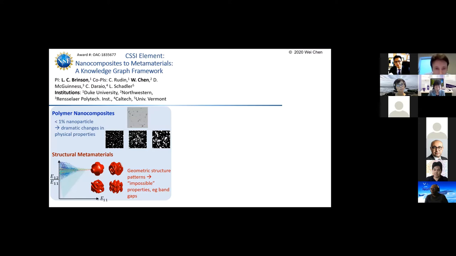So related to this, there's actually what we call a concentrated effort of building large data resources to accomplish the goal of the MGI. I want to point out that I'm personally involved in an NSF-supported CSSI project involving six different universities. Kate Brinsome is the lead PI for this effort to build the data resource for polymer nanocomposites, as well as expanding it to metamaterial systems.